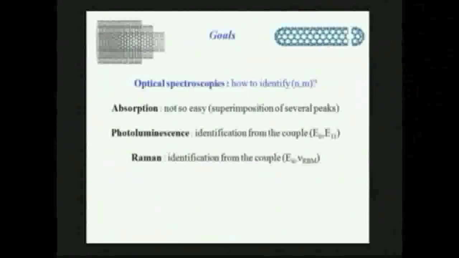What about the difference between the different techniques? You see that absorption is the first experiment you can carry out. It's probably the most simple to carry out, but it doesn't give the best information, just because the bands usually are not that well resolved. In one absorption band, you have the contribution of several nanotubes, which are quite close to each other. So it's not that easy to assign each subband to one specific nanotube.